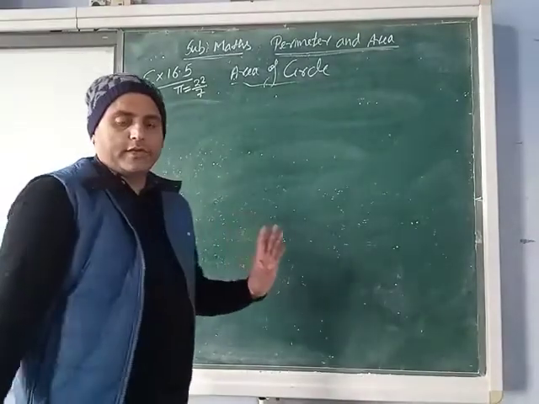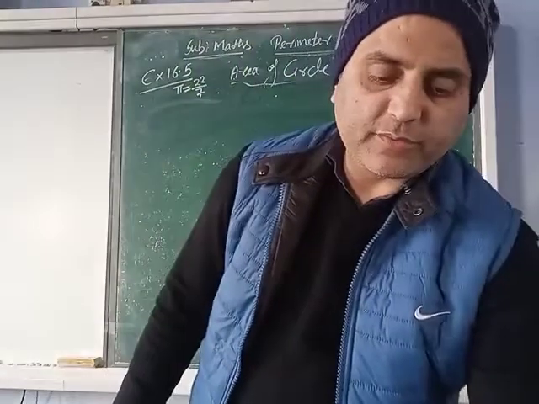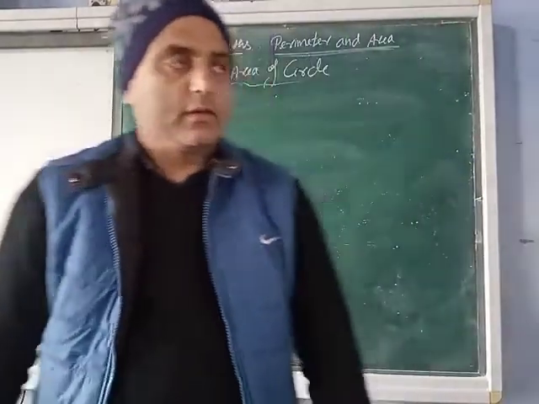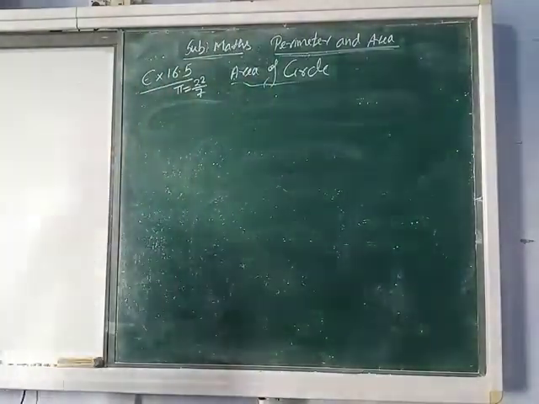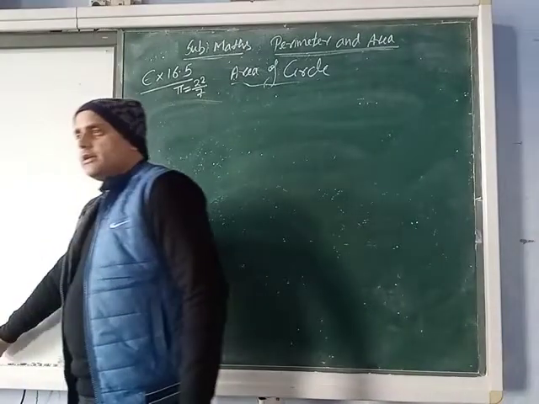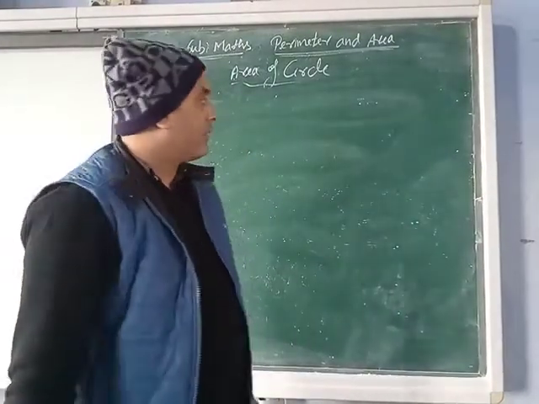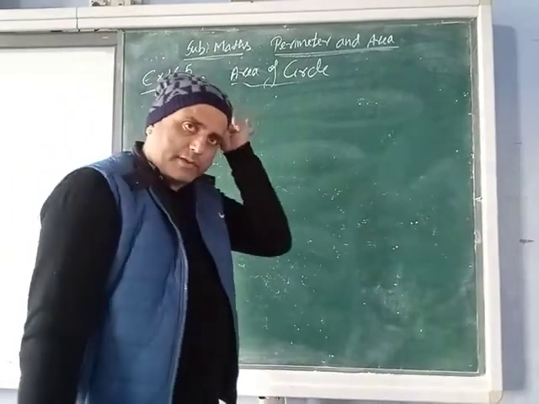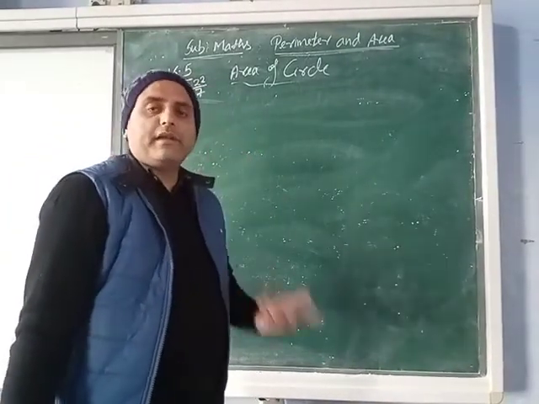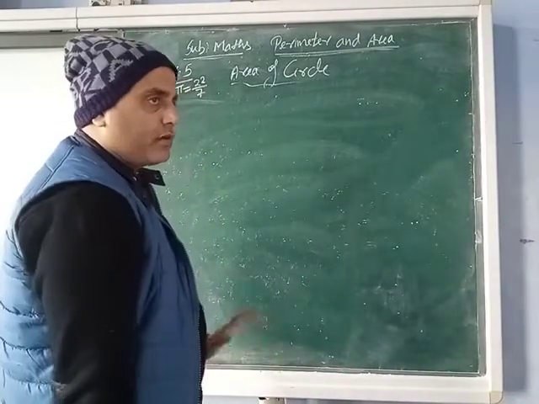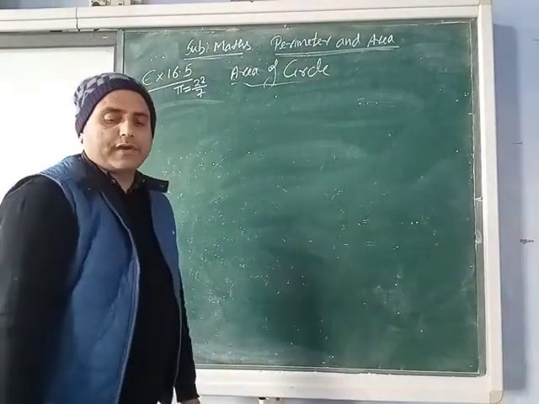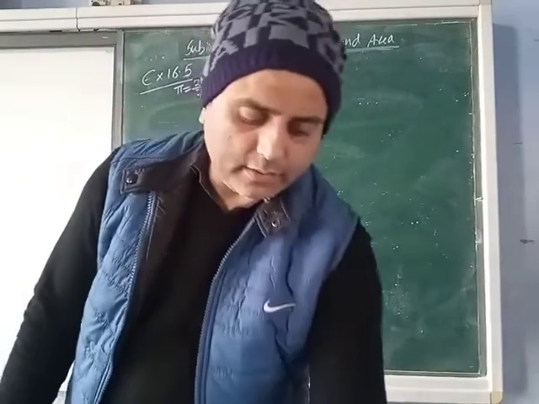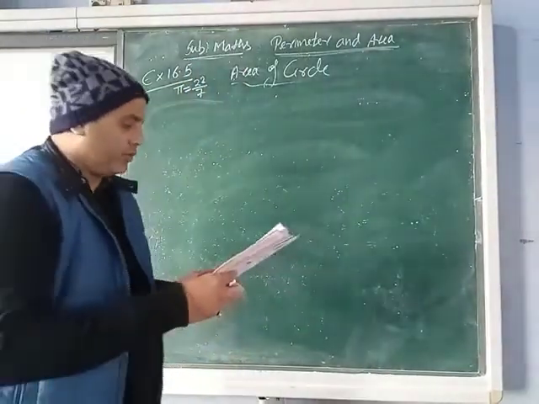Now, today we will discuss exercise 16.5, in which we will discuss the area of a circle. With the help of the area of a circle, where the radius or diameter is given, or the circumference, we will find out the area of the circle. See question number 4.